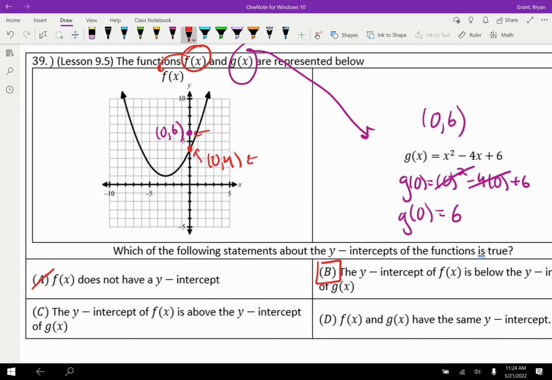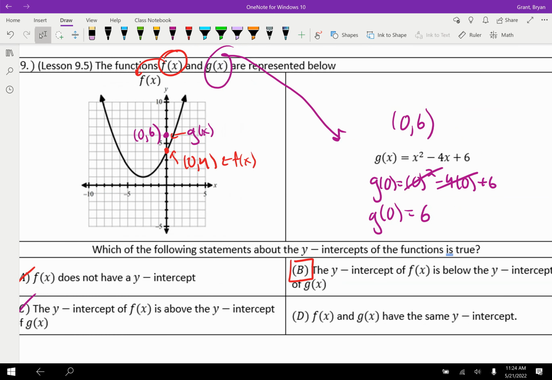C: the y-intercept of f of x, right here, is above g of x. No, I don't think so. f of x seems to be below. And D: f and g have the same y-intercept. Well, clearly not. One is 4, one is 6.